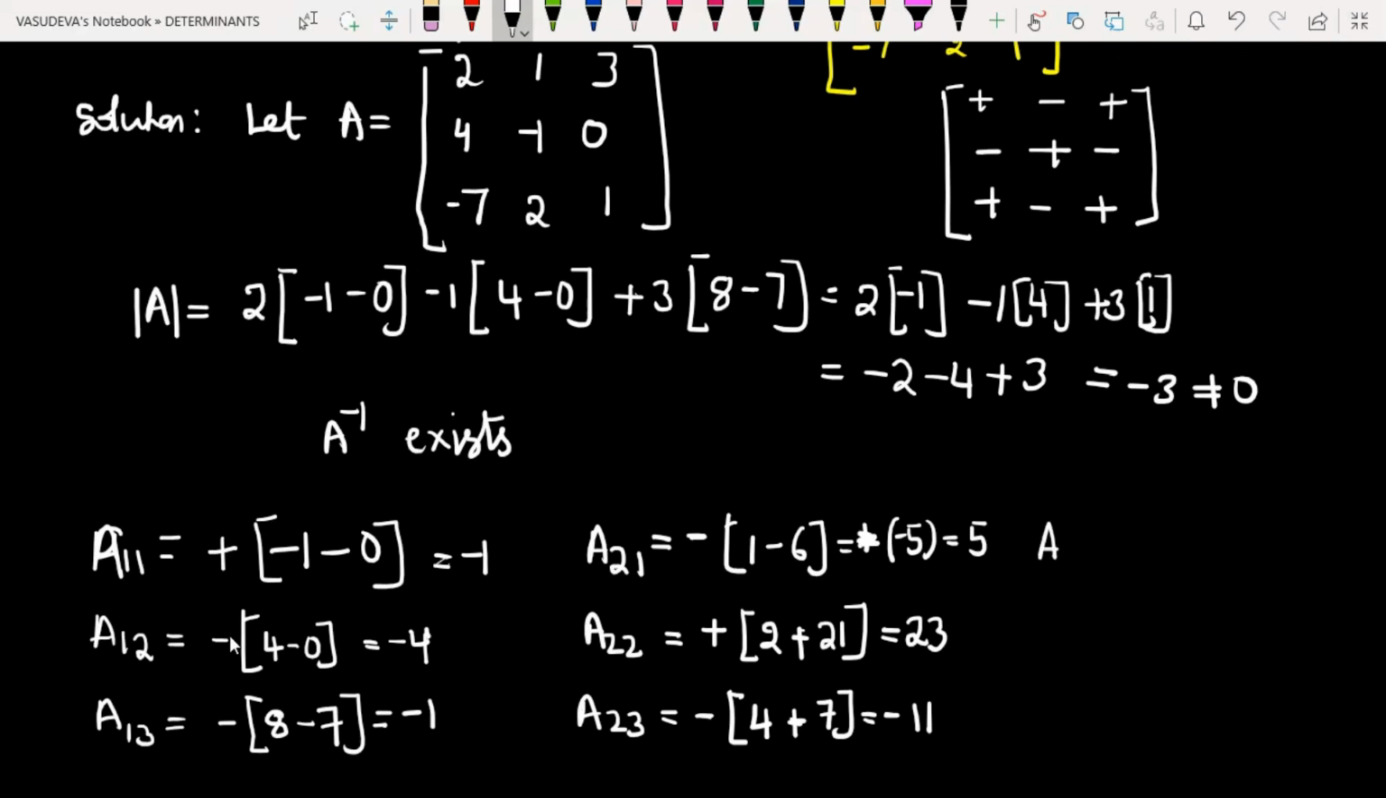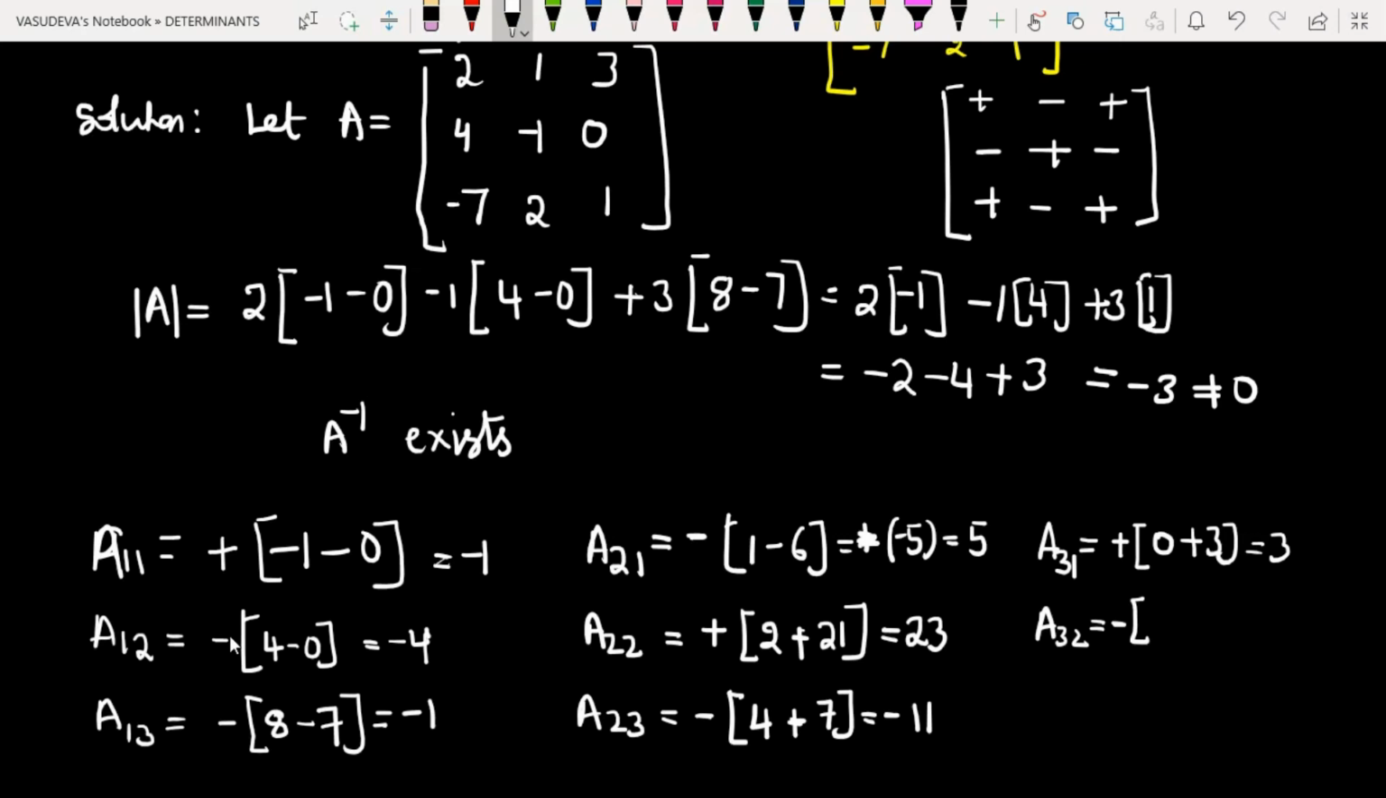Then taking the cofactors of the elements of the third row, A31. So A31 is plus, the cofactor of the element minus 7. Minus 7 lies in the third row and the first column. Leaving the elements of the third row and the first column, we have 1, 3, minus 1, 0. So expanding the determinant, 0 minus of minus 3, plus 3. So it is 3.